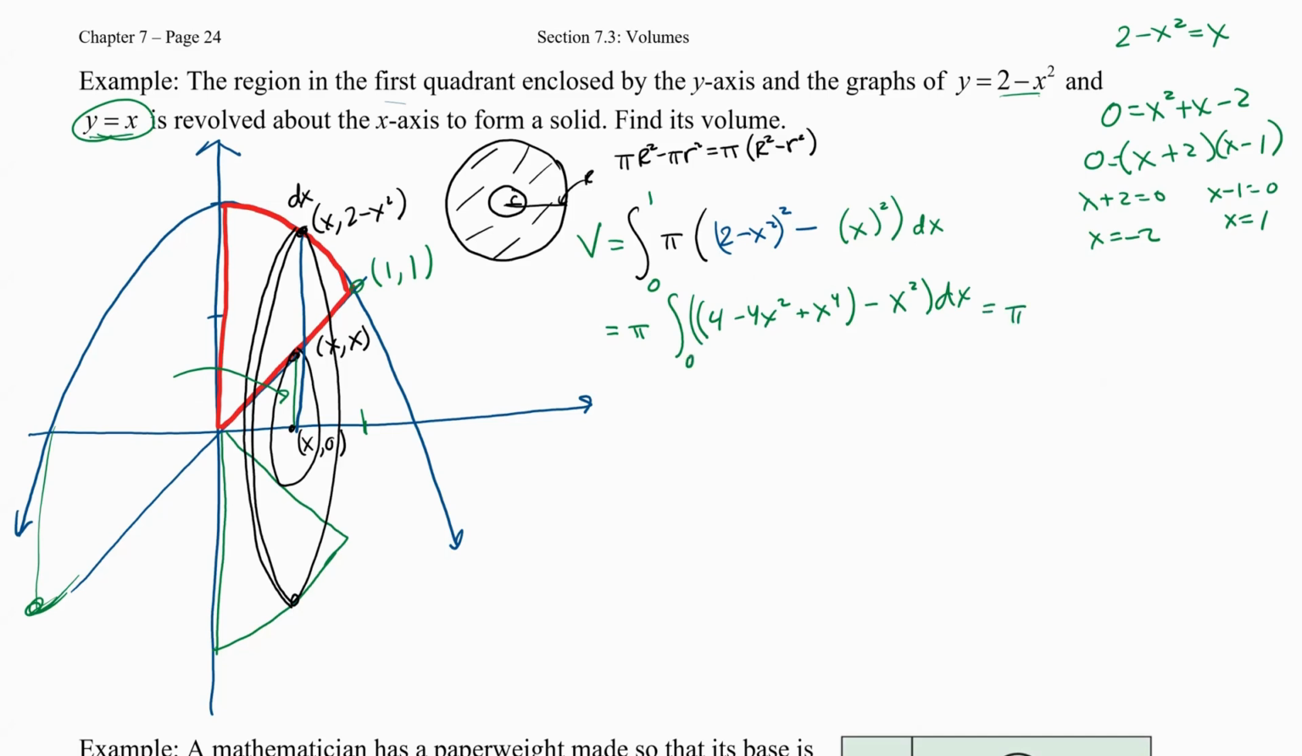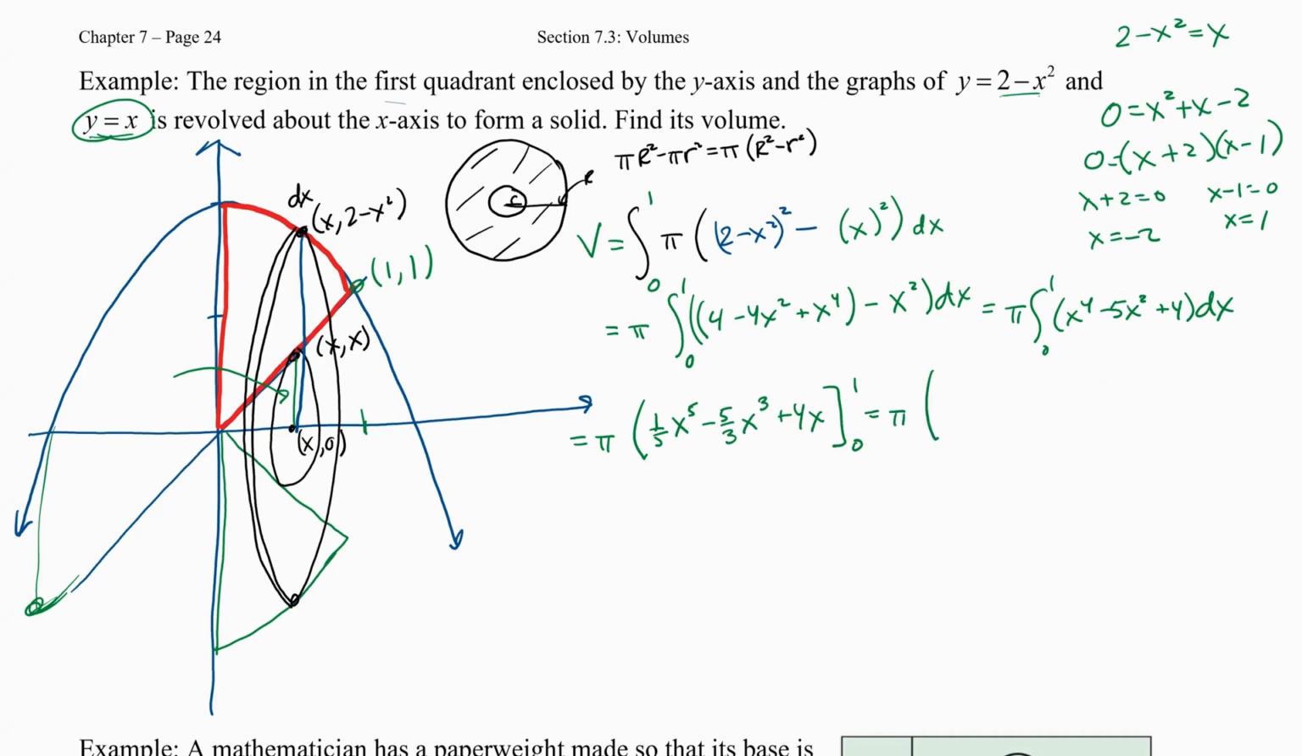So, as I go from 0 to 1, we have pi times the integral from 0 to 1 of x to the 4th minus 5x squared plus 4 dx. Let's go ahead and take the antiderivative of that. I get 1/5 x to the 5th minus 5/3 x cubed plus 4x, evaluated from 0 to 1.